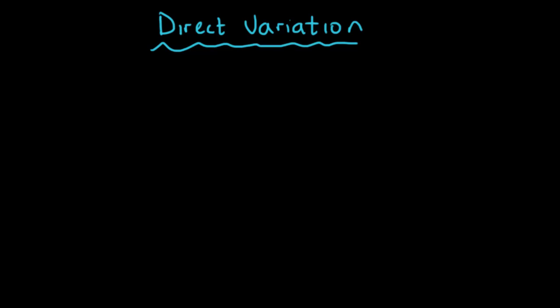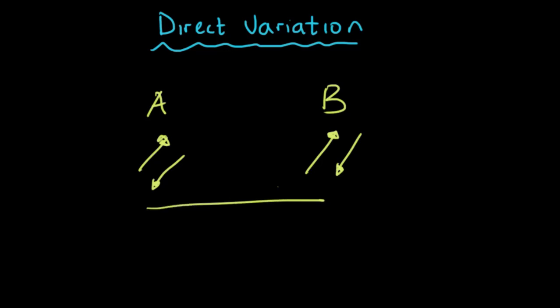In this video, we are going to be looking at direct variation. Now, let's say we have a quantity A, and then we have another quantity B. Now, if an increase in quantity A results in an increase in quantity B, and a decrease in quantity A results in a decrease in quantity B, we say that both of them are directly proportional. In other words, this is an example of direct variation.